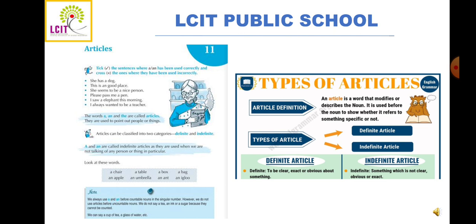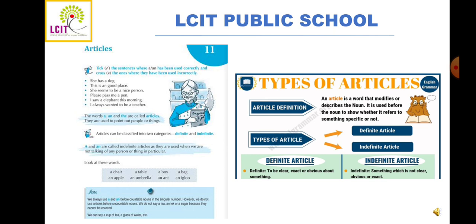Another definition of articles is that articles are words. What are those words? A, an, or the. What does this word do? It defines a noun, whether it is specific or unspecific. So in one line, articles are words that define a noun as specific or unspecific. Articles are of two types. What are those two types? First, the indefinite article, and second, the definite article. So there are two types of articles, as you can see on your screen.